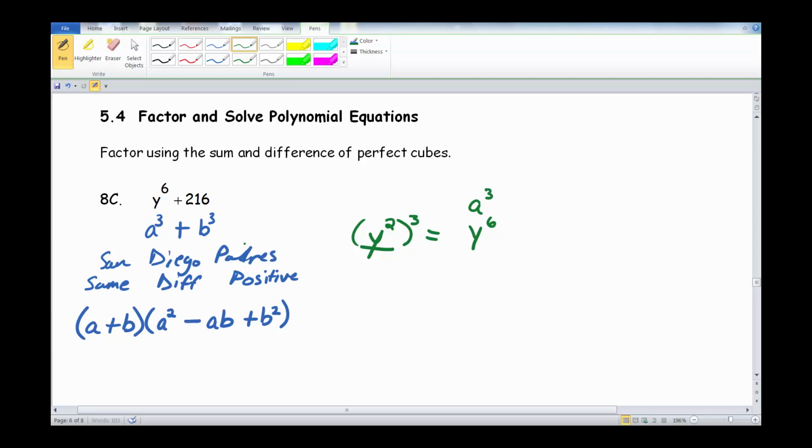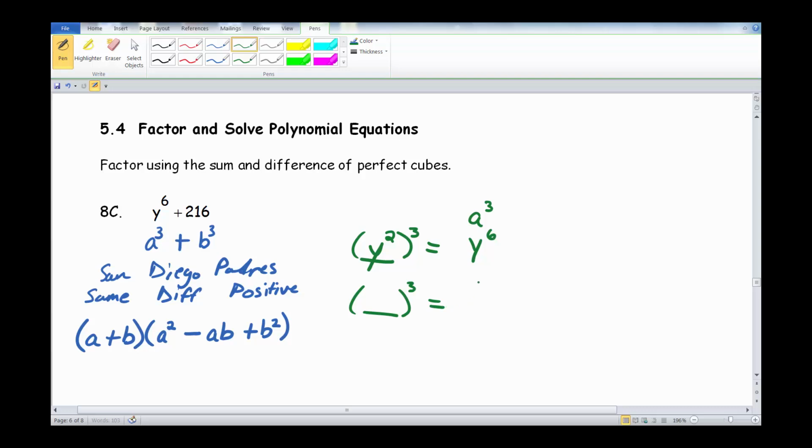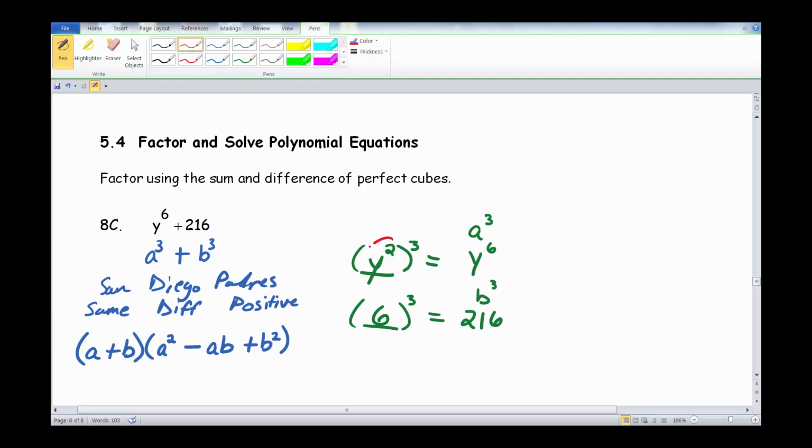For the other one, our b cubed, we're asking ourselves what cubed gives us that b cubed. In this case, that b cubed is actually the number 216. So what number times itself again gives us 216? 6 is the number that does that. 6 cubed comes out to be 216. In doing that step, we have identified here's our a, here is our b. And pretty much all we have to do is throw those a's and b's inside of here.